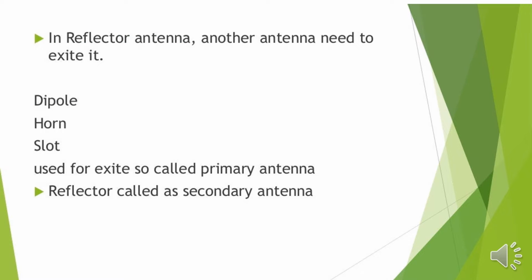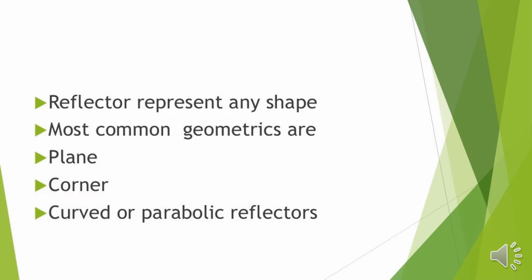In a reflector antenna we need another antenna to excite it. For example, we can use a dipole, horn or slot antenna to excite. The antennas used for exciting the reflector are called primary antennas, and the reflector is called the secondary antenna. Usually the reflector can be of any shape. In the next slides we can see the different shapes of reflectors, and the most commonly used geometric shapes are plane, corner, curved or parabolic.